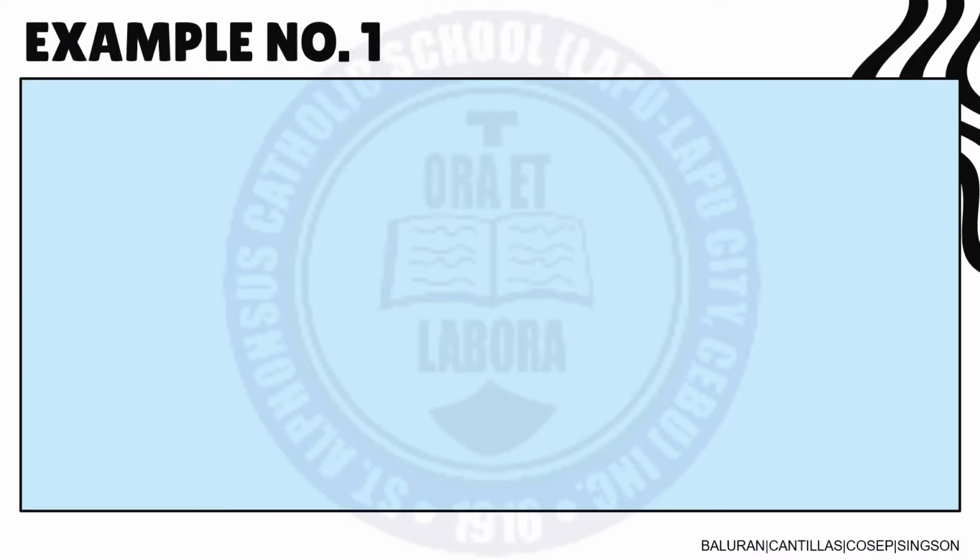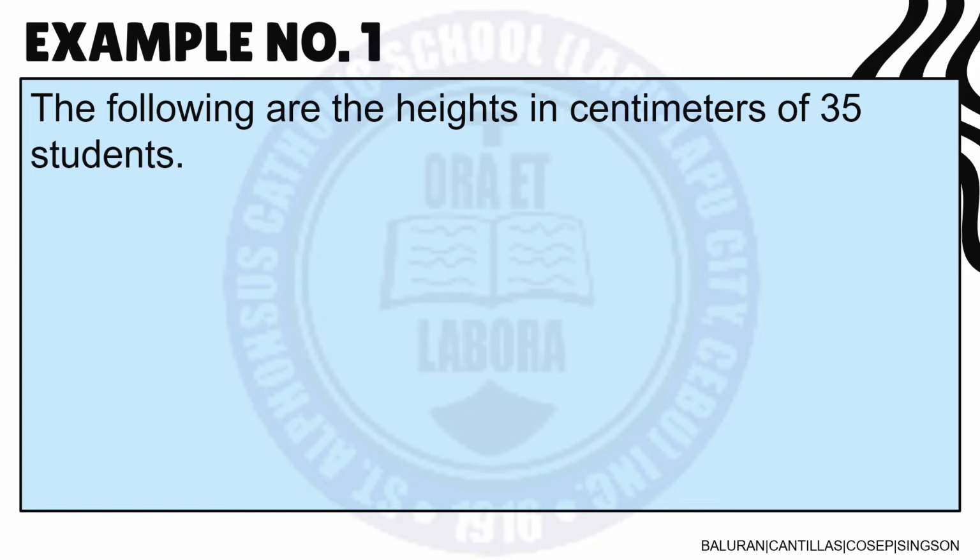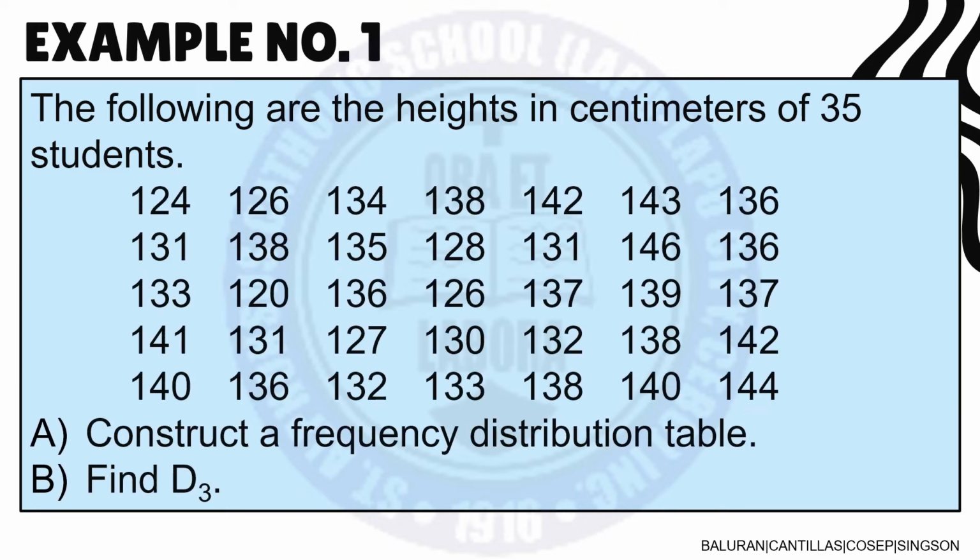Let us consider the first example. The following are the heights in centimeters of 35 students, given this data. So our goal for this first example is, first, to construct a frequency distribution table, and second, to find D sub 3 or the third decile.